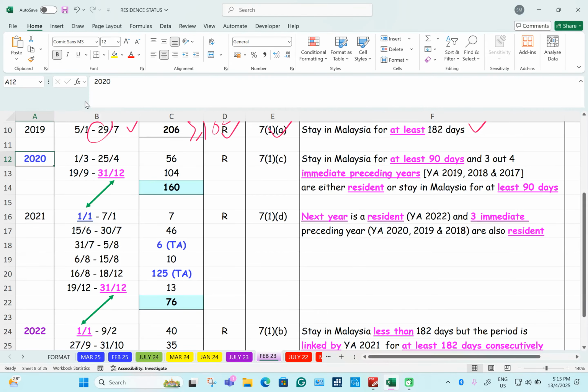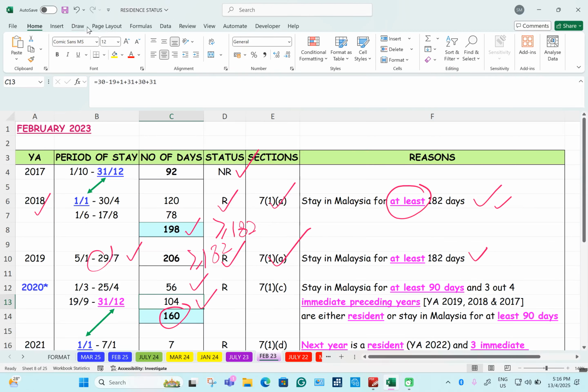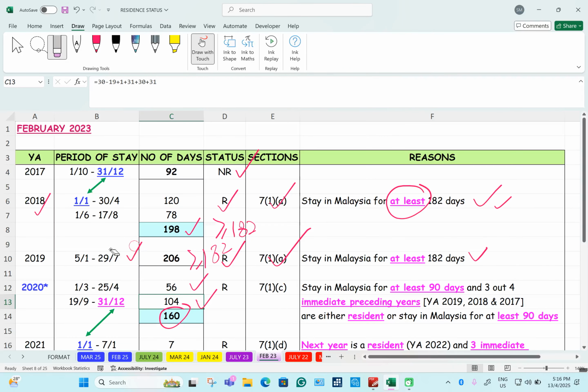Be careful, everyone, because 2020 is a leap year, so February is 29. Here we go, March: March 31 plus April 25, so 56. Followed by the second date: September is 30 minus 19 plus 1, October 31, November 30, December 31. So I got 104. Total up, the total number of days is 160 days. Guys, 160 days. Everyone, let's try to use A.